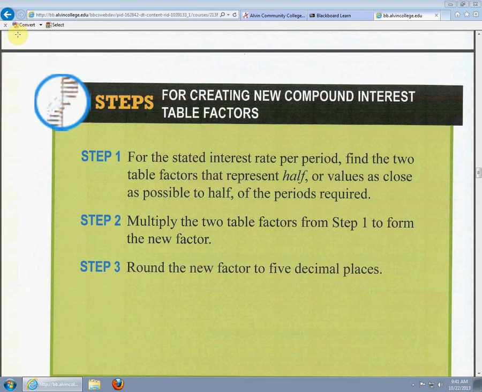Okay, for the stated interest rate per period, find the 2 table factors that represent half or a value as close as possible to half of the periods required. Then you multiply the 2 table factors from step 1 to form a new table factor. Okay? And then you round the new factor to 5 decimal points. So I'll show you how this works.